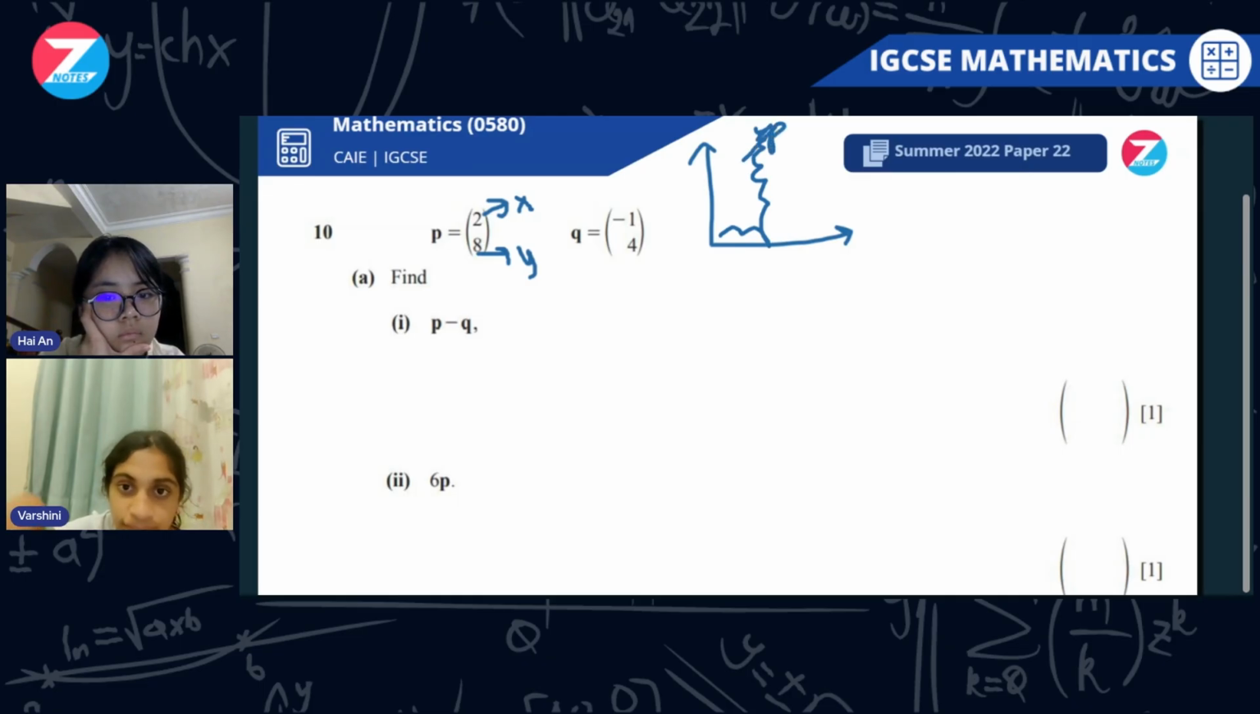This would be p. And q would be -1, which means you go to the left instead of the right. And then again, 4 up. 1, 2, 3, 4. Q.